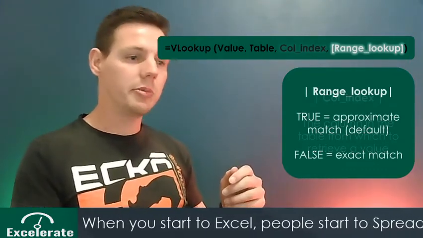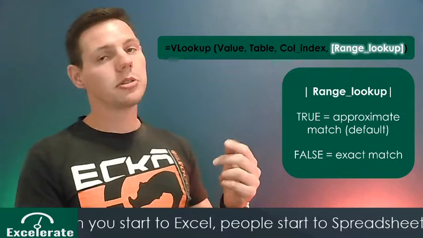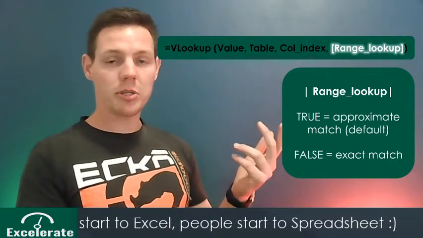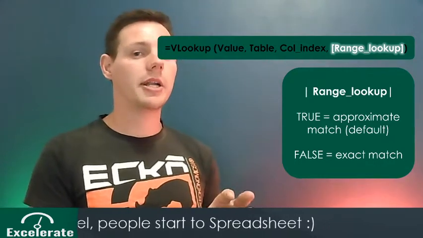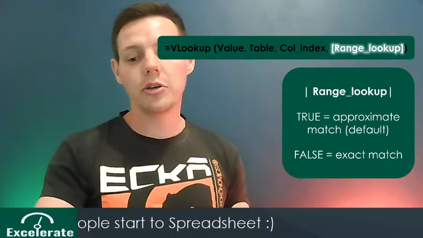And the last step of a VLookup is the range lookup. Are we looking for an approximate match? Then we say true. Or are we looking for an exact match? And that's false. I usually go with the false method to get that exact match. So without further ado, let's go straight into my desktop here.